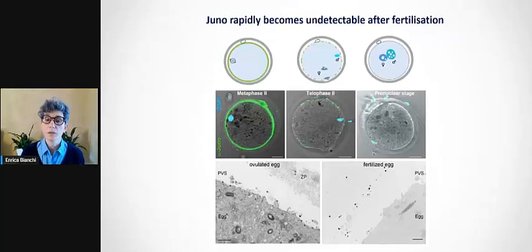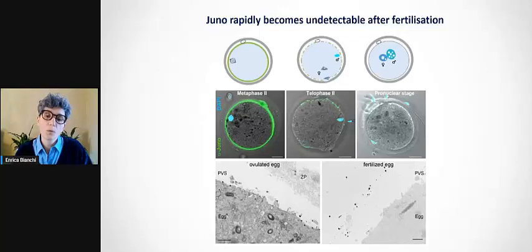And then we noticed a very interesting behavior of Juno, which is shed from the membrane of the oocyte soon after fertilization, and it is no longer detectable at the pronuclear stage here. You can see the staining is lost from the membrane. And when we checked with electron microscopy, we could see Juno in these dots here that are very likely small vesicles in the perivitelline space.